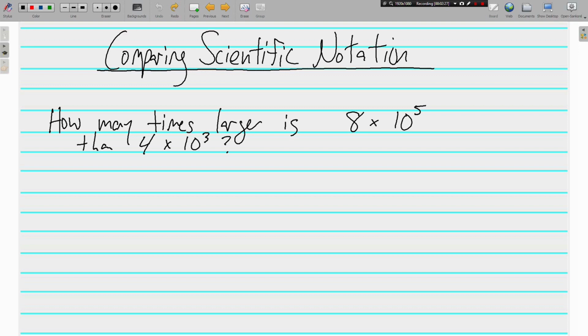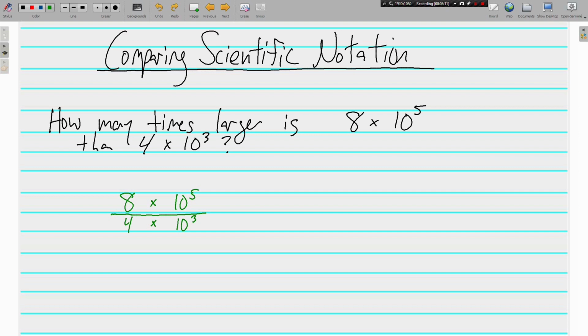Here's the quickest way to do this, the easiest, I think, too. 8 times 10 to the 5th. If I want to know how many times larger it is, really that's a division issue, right? If you have $20 and I have $10, you would say that you had twice as much as me. 20 divided by 10 is 2. Alright, 4 times 10 to the 3rd. We're going to do that with both parts of the scientific notation.